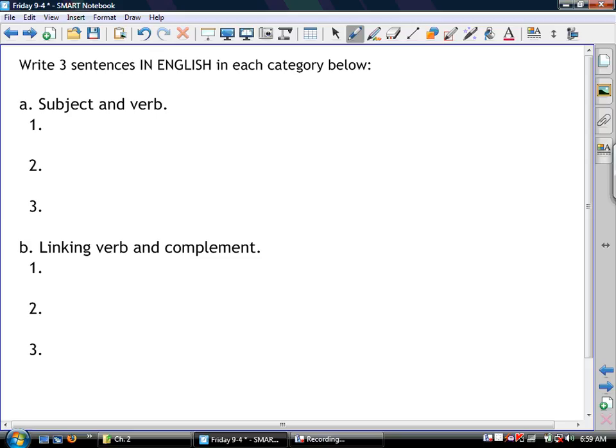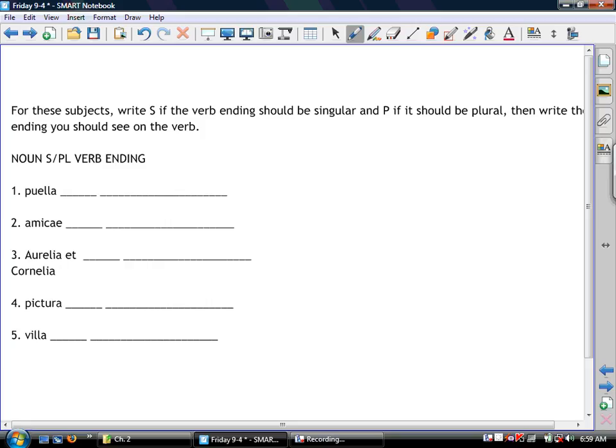Three sentences in English. I'm going to let you figure this one out on your own. Subject and verb, subject linking verb, and complement. Okay, and the last one.